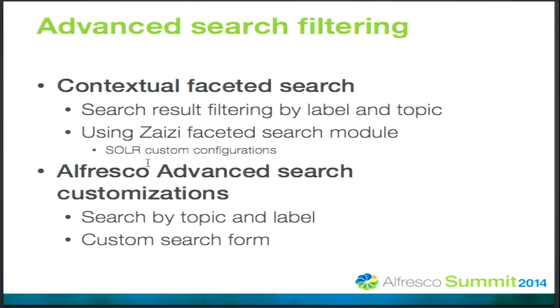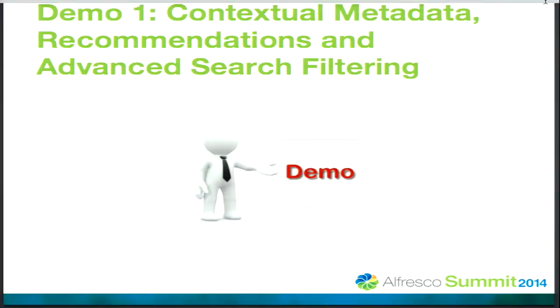And advanced search filtering. We have invented contextual faceted search, where you can filter your search results based on the actual context. For this we used the Zaizi faceted search module, but I think Alfresco 5 has faceted search, so it will be easier to use that. And Alfresco advanced search customizations. There we have also enabled searching by the topic and the label of the document. So we'll go to the demo now.